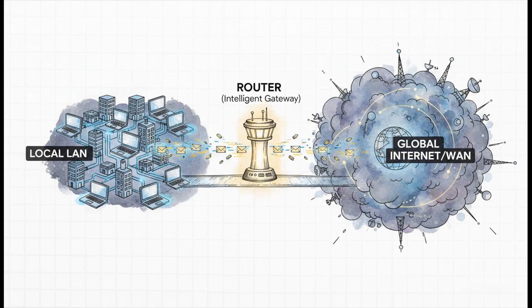Your home Wi-Fi router connects your private local network, your LAN, out to the massive public wide area network, the WAN, which we all just call the internet. Routers are basically the traffic directors of the global digital highway, making sure your unicast banking request actually makes it all the way across the continent.